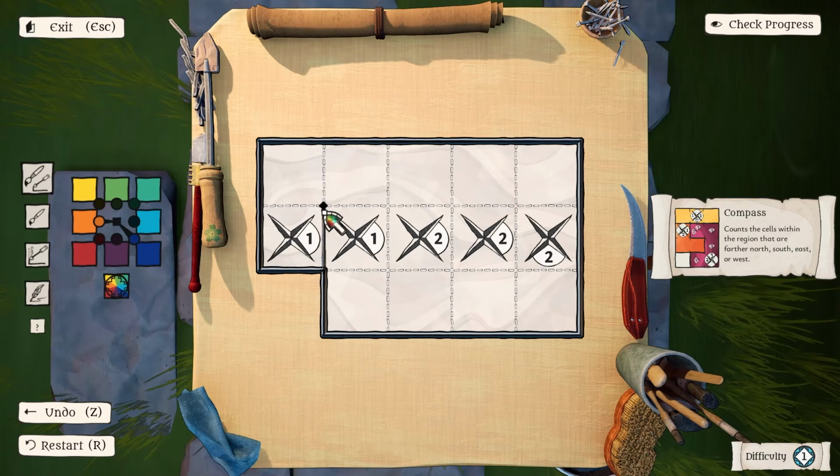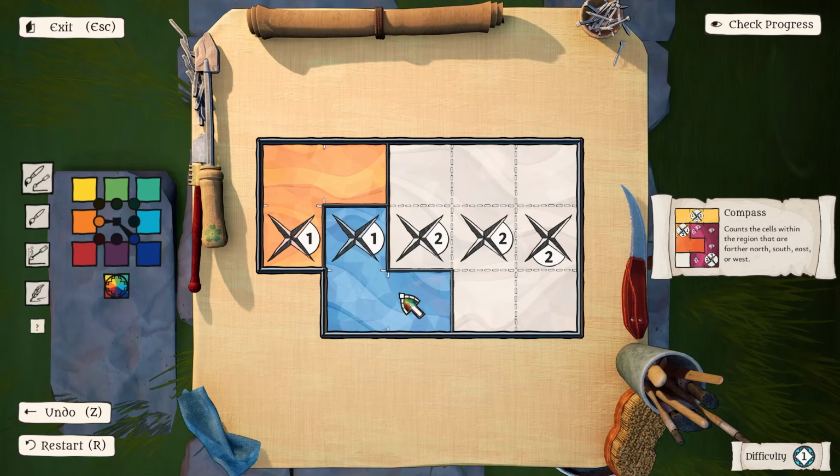So this can't go into this, so it has to be that. And it can't continue any further. This cannot go into that because that also needs 2 to the right, so you go down, so it's that. This cannot go into that because that also would need 2, so again, this, that.